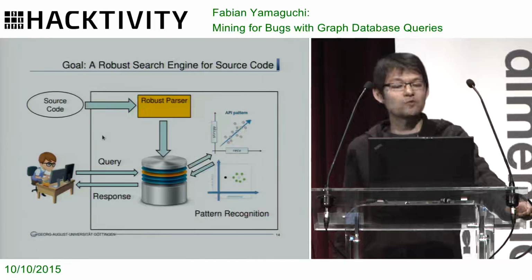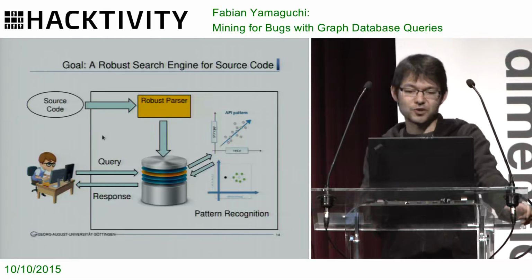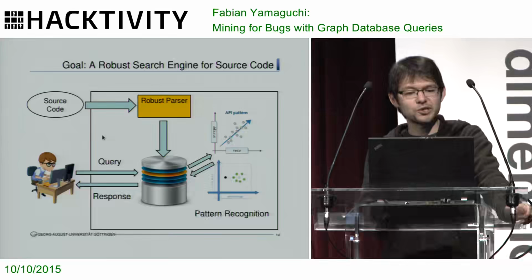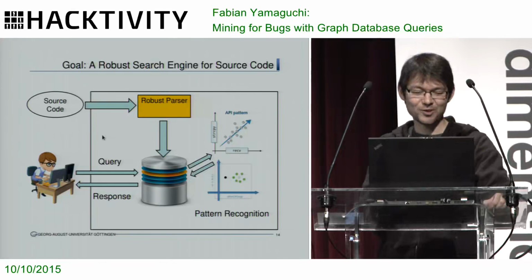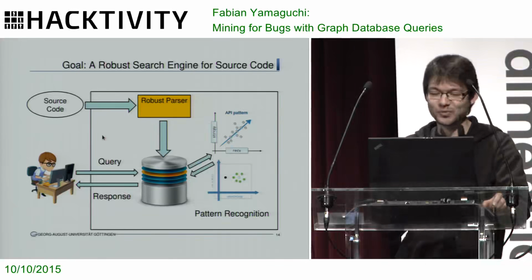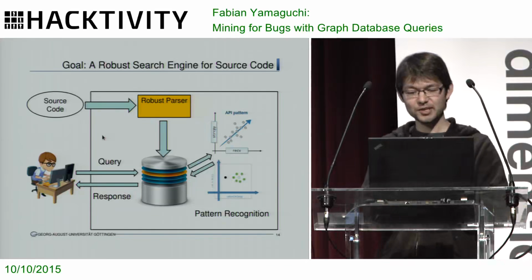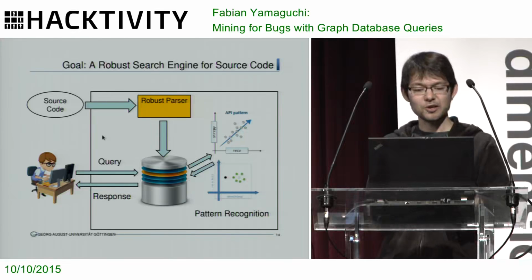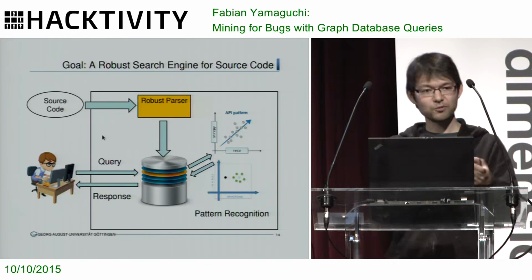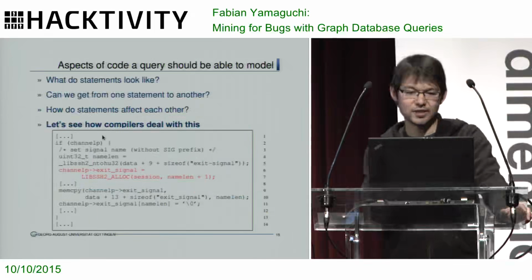Okay, so here's the goal of what we want to build. We want to build a robust search engine for source code. So there's going to be a robust parser. I'm not talking about what robustness means in this talk, but there are a couple of other talks around on this topic that I've already done, and I talk about this in great detail, but I figured out nobody really cares, so it's a parser. And you use this parser to import the source code into this graph database. And in the back, you have these pattern recognition algorithms that can be used. But most of all, the analyst can query this system, get responses, adapt the queries, and query again. That's the idea.